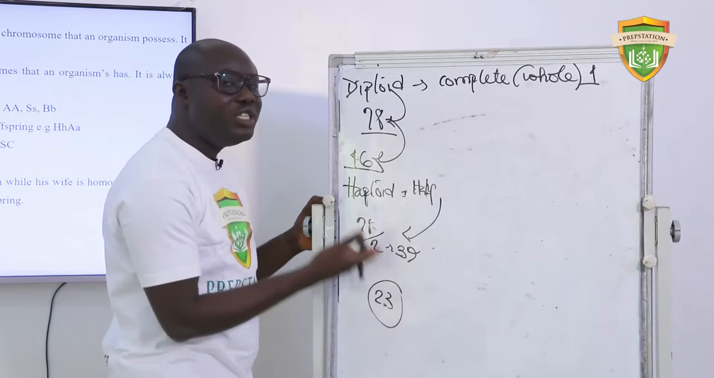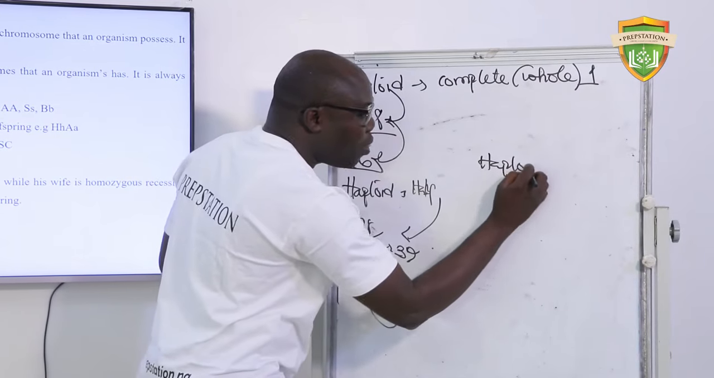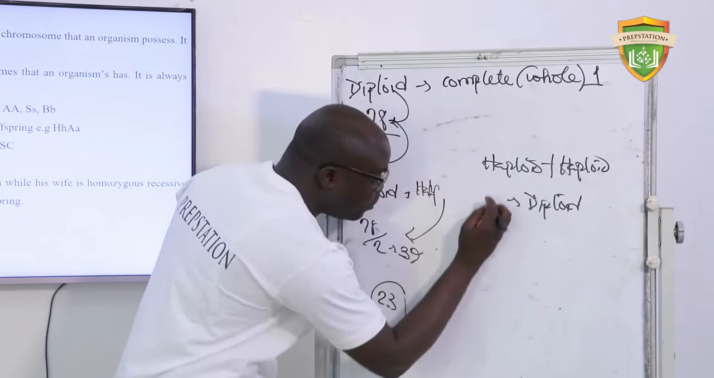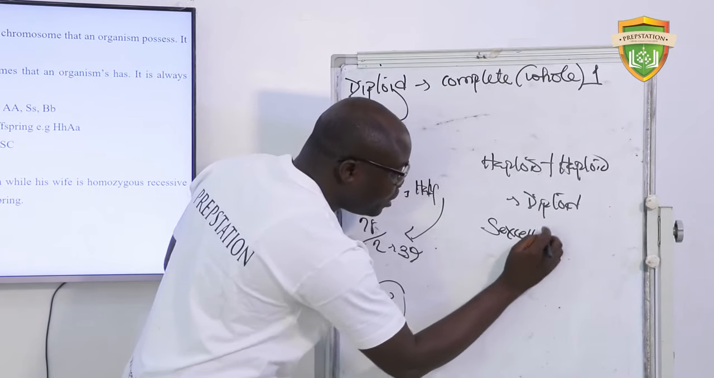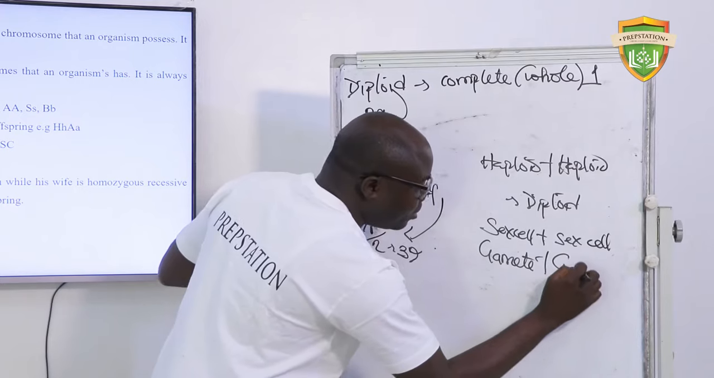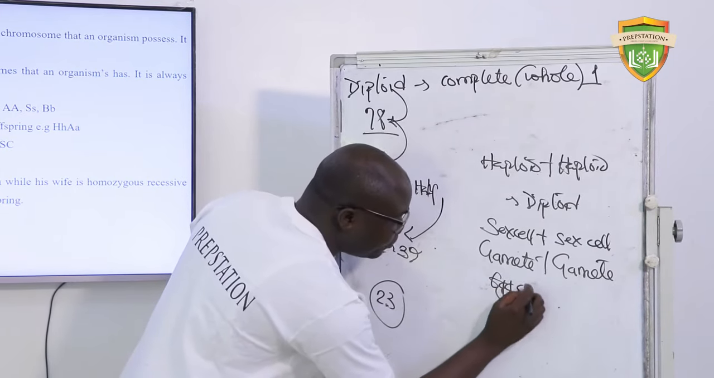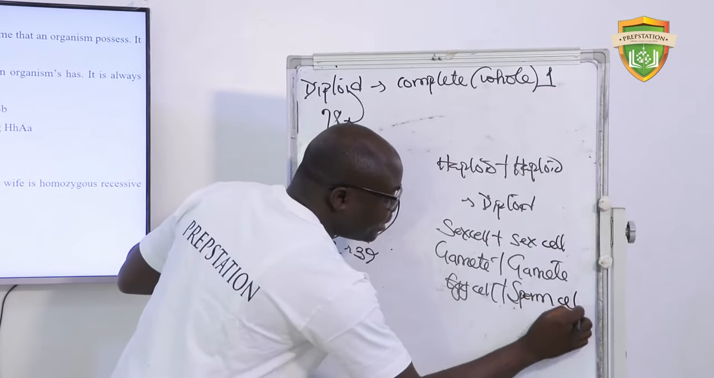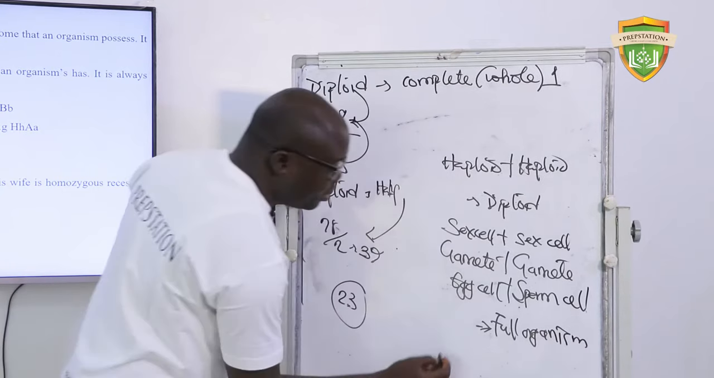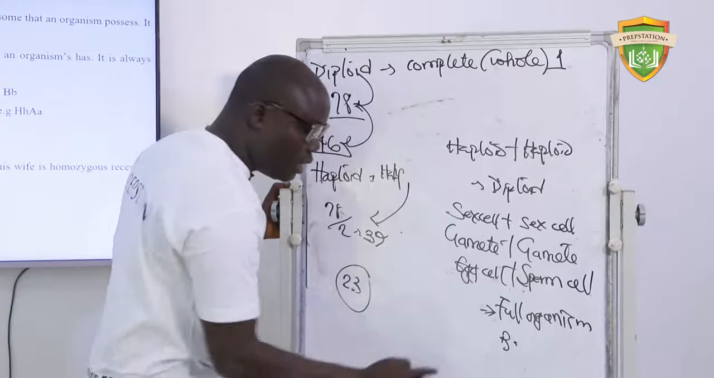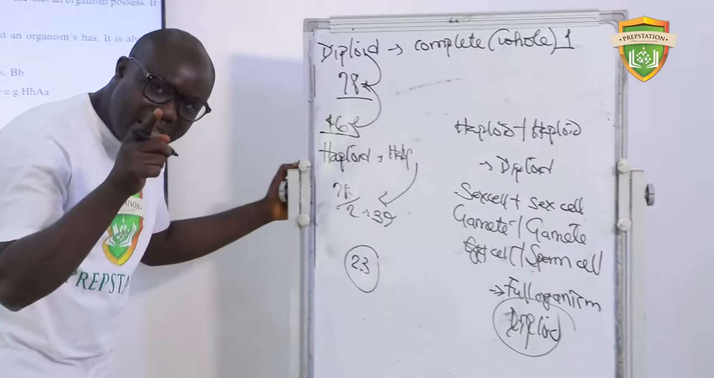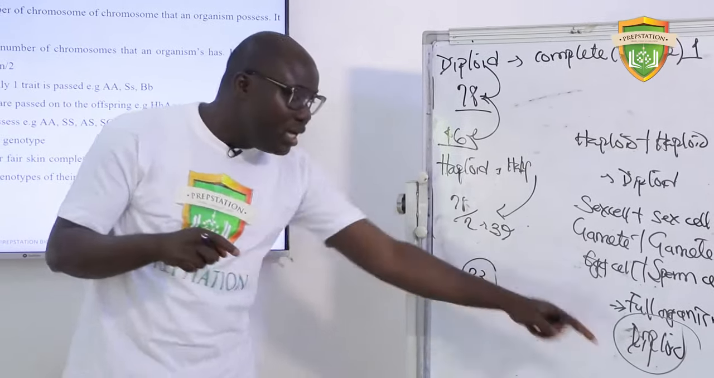And why, you should ask me, do we need haploid? Haploid plus haploid is what should give you diploid. That is the reason why when you add a sex cell plus a sex cell, I'm going to break it down. When you add gametes plus gametes, when you have the egg cell plus the sperm cell, they should give you what? A full organism. In the case of a human being, sperm cell and egg cell give a baby. And that will now give you diploid. Because a baby must contain 46, but the sperm cell and the egg cell must not be more than 23. If it is more than 23, that baby will be abnormal.